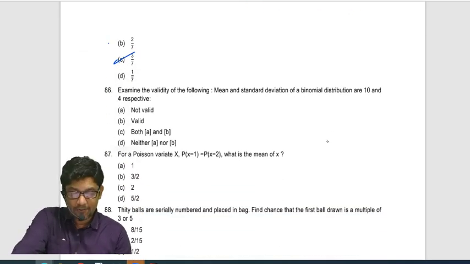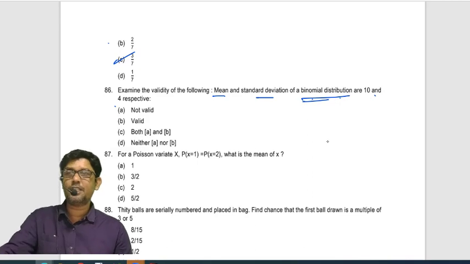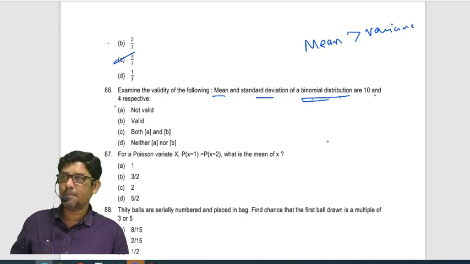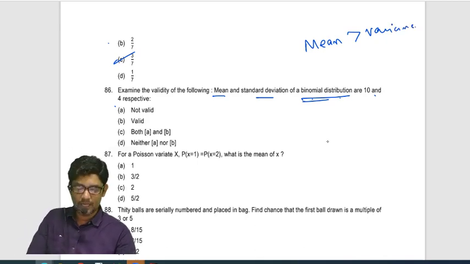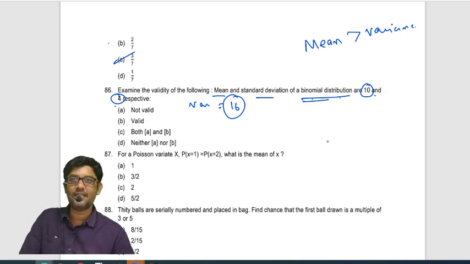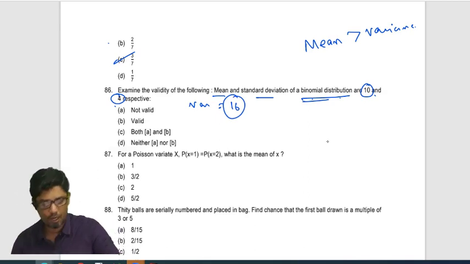See, examine the validity of the following. Mean and standard deviation of a binomial distribution are 10 and 4 respectively. Binomial distribution, what is the condition? Mean is always more than variance. Now tell me, standard deviation is given as 4. So variance is equal to what? 16. Mean is 10, variance is 16. Is it possible? Not possible, so not valid.